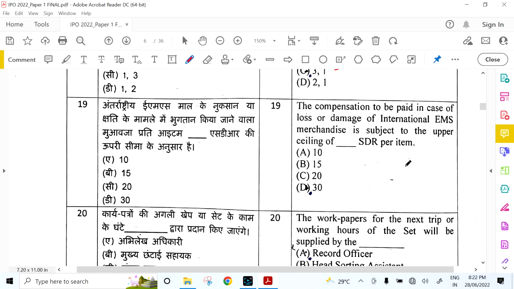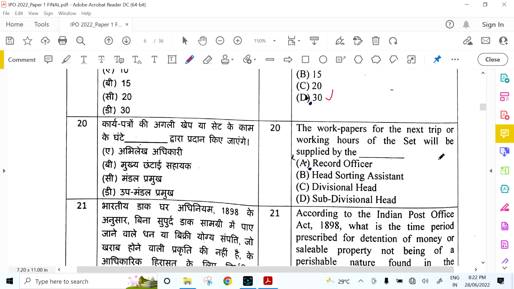The compensation to be paid in case of loss or damage of international EMS merchandise is subject to the upper ceiling limit of dash SDR per item. The answer is 30 SDR. Now it has been enhanced to 130 SDR, latest 2022 ruling.